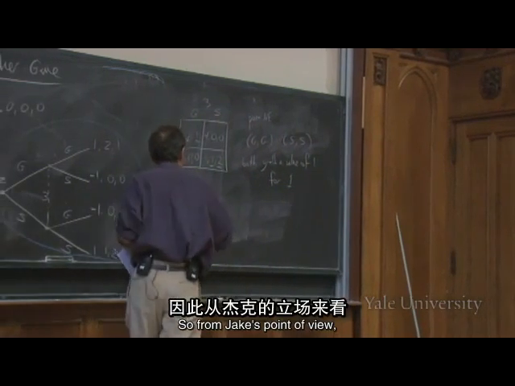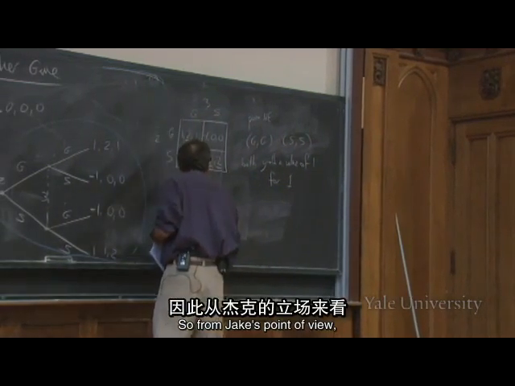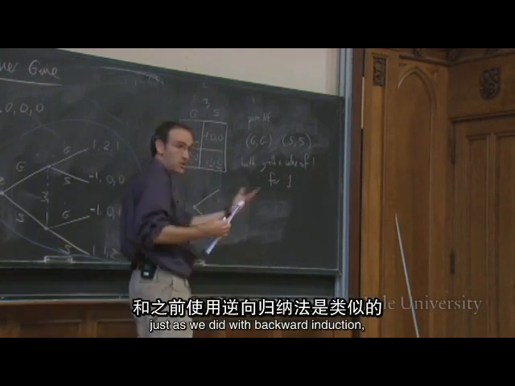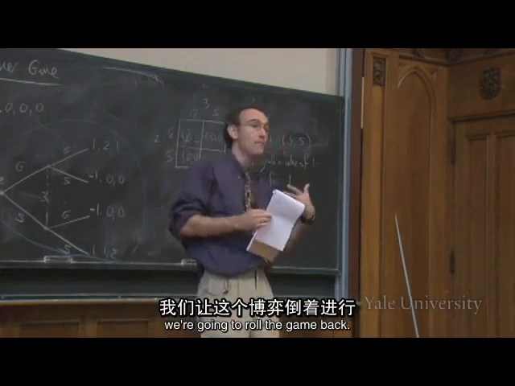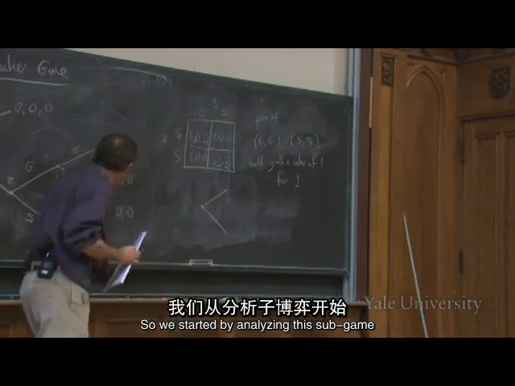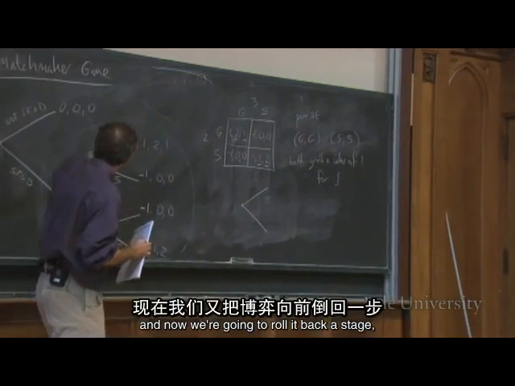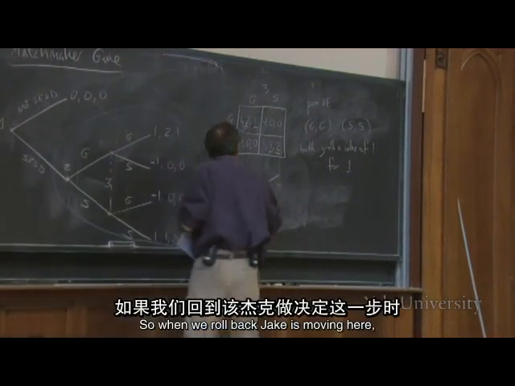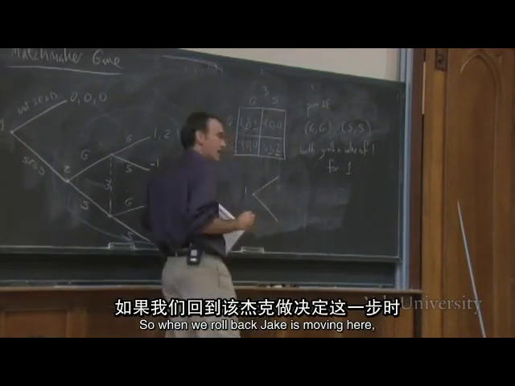All right? So from Jake's point of view, going back a stage, and what we're going to do now, just a bit with backward induction, we're going to roll the game back. So we started by analyzing this subgame, and now we're going to roll back a stage, just as we did with backward induction. So when we roll back, Jake is moving here.